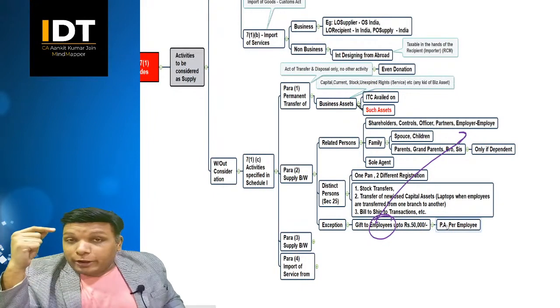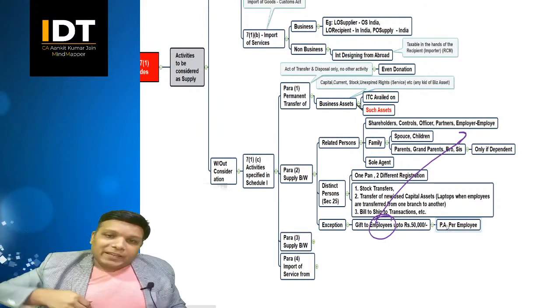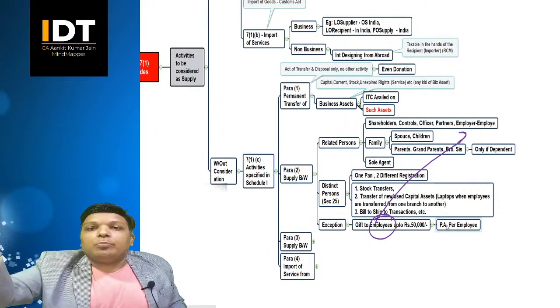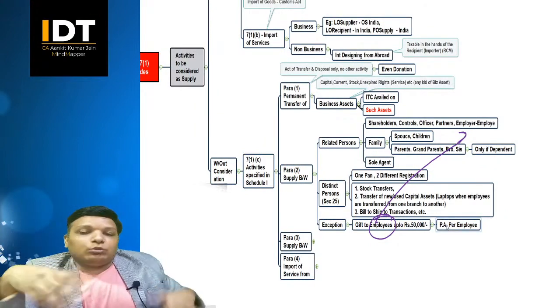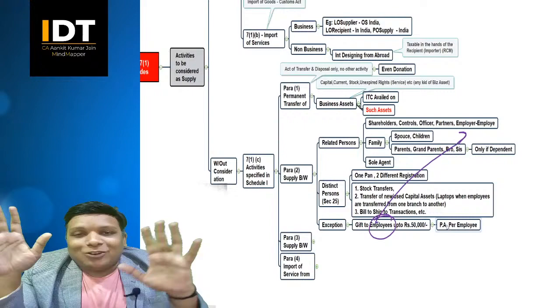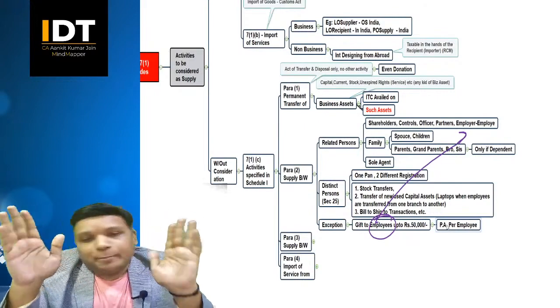So what should an employee do? Smart employee should say, sir, if you want to give me something more than 50,000 rupees, you give me cash or you give me money and I am going to buy the goods, right? So money is neither goods nor services, right? So उसपे GST आएगा ही नहीं, just off the record. So this is what a smart employee should tell the employer, correct, everybody?